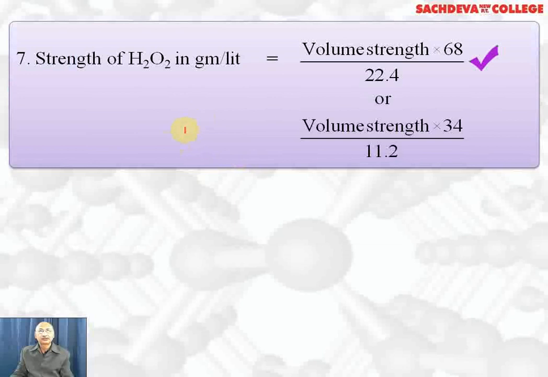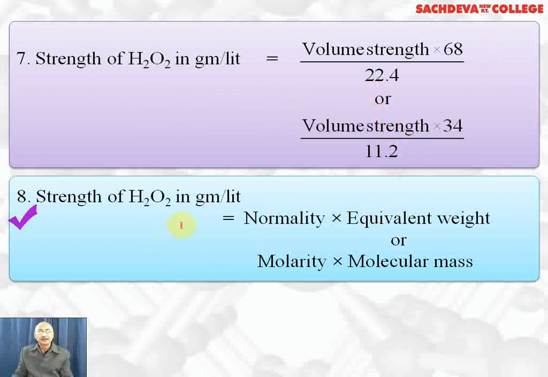Strength of H2O2 in grams per liter will be volume strength into 68 divided by 22.4, or volume strength into 34 divided by 11.2. Both have the same formula. Strength of H2O2 in grams per liter, if normality is given, is normality into equivalent weight, which is 17, that is 34 by 2 because it's a dibasic acid. Or molarity into molecular weight, that is 34.